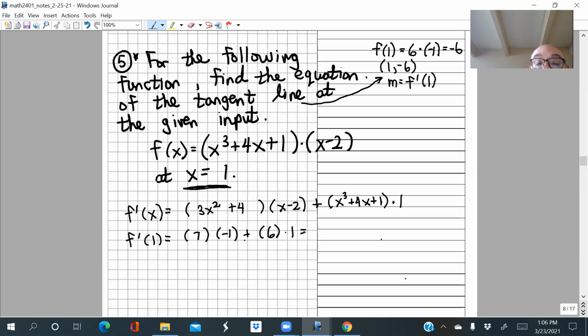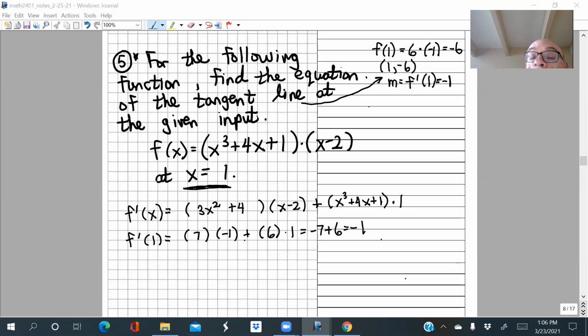So it looks like I get minus 7 plus 6. Oh, it comes out so nice. It just turns out to be minus 1. So f prime of 1 is minus 1. So the slope of my tangent line, at where x equals 1, is minus 1. And we know the tangent line must go through this point because that's the point on the curve at 1.